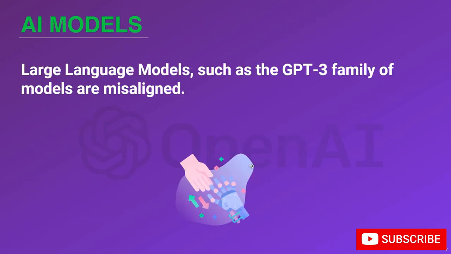LLMs, such as the GPT-3 family of models, are misaligned because they are trained on vast amounts of text data, articles, books, and so on from the internet, and are capable of generating human-like text, but they may not always produce output that is consistent with human expectations or desired values. This misalignment is due to their objective function, which is a probability distribution over word sequences that allows them to predict what the next word is in the sequence.